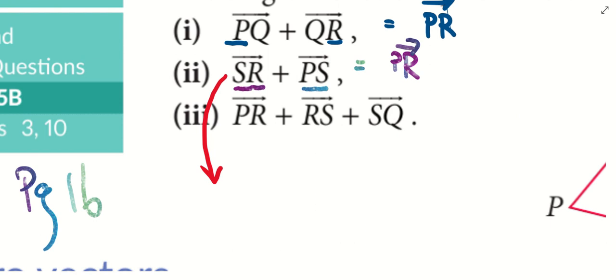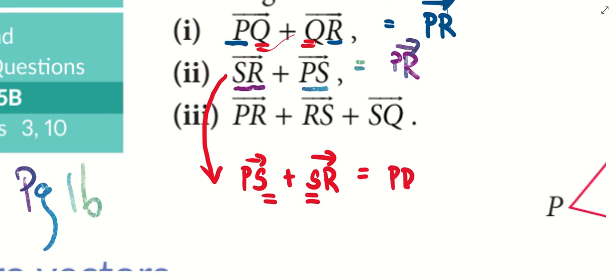Teacher, if no diagram is given, how can I simplify? Very simple. The middle 2 vectors must be the same. If they are not the same, you cannot continue with the journey. So in order to make the middle 2 vectors the same, I rewrite. PS plus SR. Can you see that? I rewrite the order. Are my middle 2 vectors the same? Yes. My junction is the same, so I start with P, go through S, and end at R. I will get back the same answer as well.